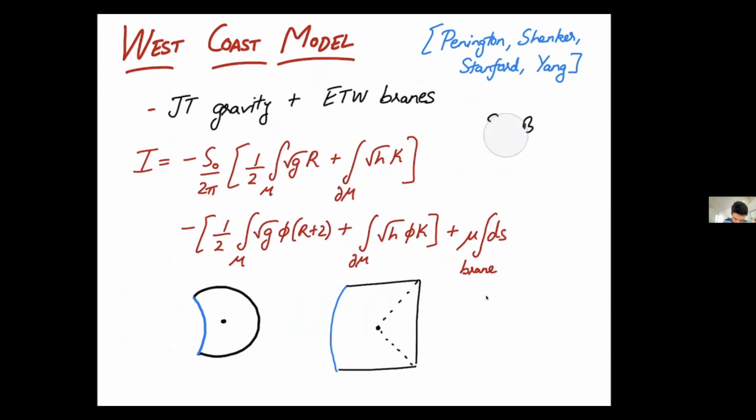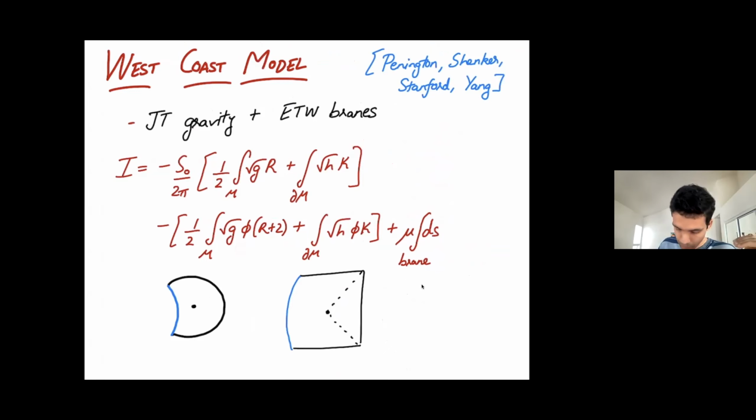It has a few parameters, which are S naught and mu. It's a model where we have JT gravity. So this is the JT gravity action. There's a topological term, and there's a term which dictates the dynamics of the dilaton. And it's coupled to these end of the world branes, which have this action. The action is just proportional to the length, and the mass term or the tension is just this parameter mu. And this is the total action.